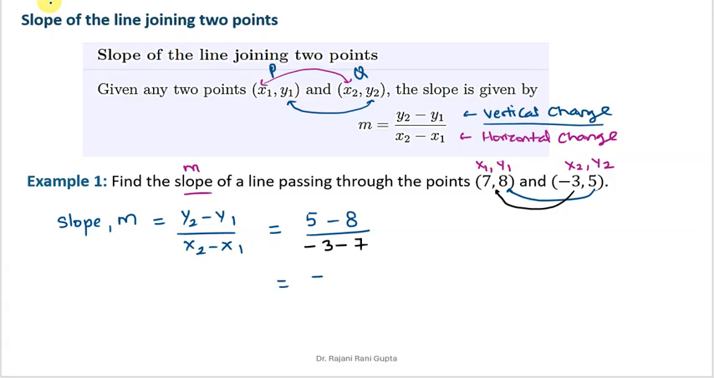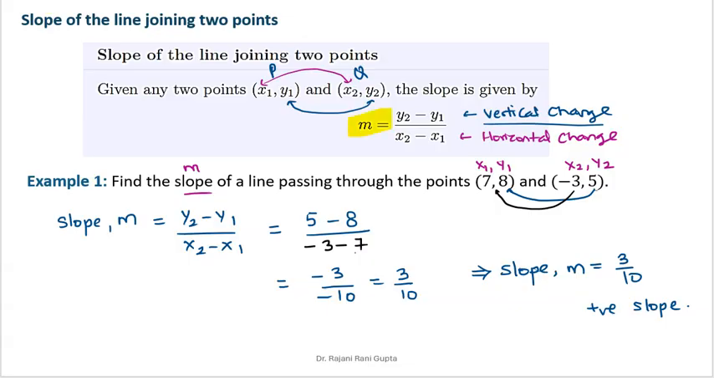Now just simplify. 5 minus 8 gives you minus 3. Minus 3 minus 7 gives you minus 10. So you get 3 over 10. The value of your slope m is 3 over 10, which is a positive slope. So the main thing is to memorize this formula.